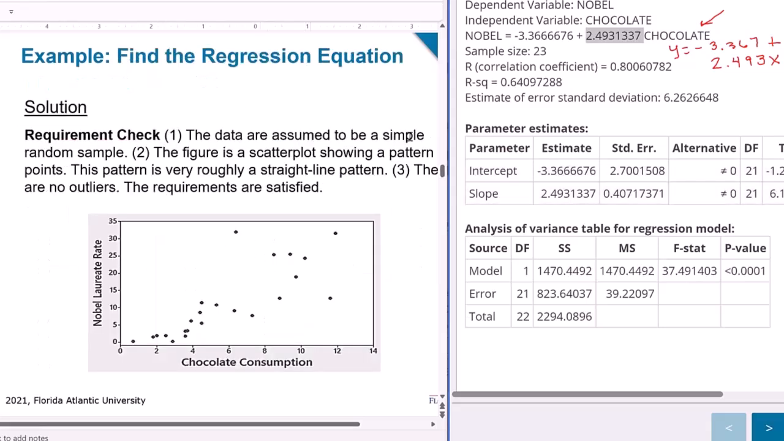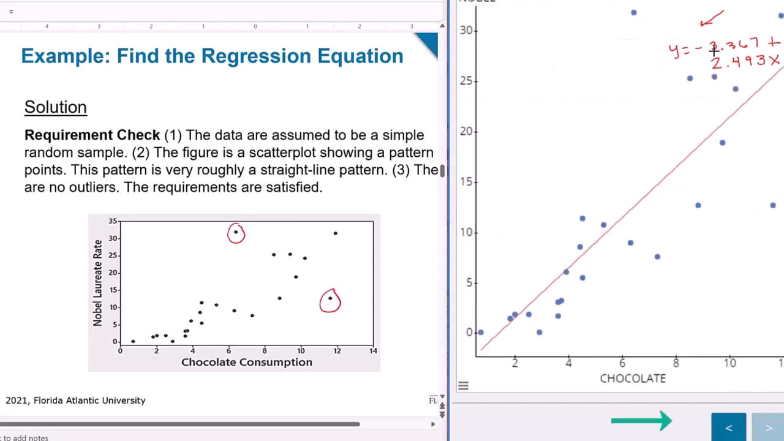Requirements. The data are assumed to be a simple random sample. The figure is a scatter plot showing a pattern of points. This pattern is very roughly a straight line, and there are no outliers. The requirements are satisfied. I know it looks like these 2 points are outliers. They're not really outliers. They're not far enough outside of the normal realm of the graph to be called outliers. If I press that button, I have the equation of this line.